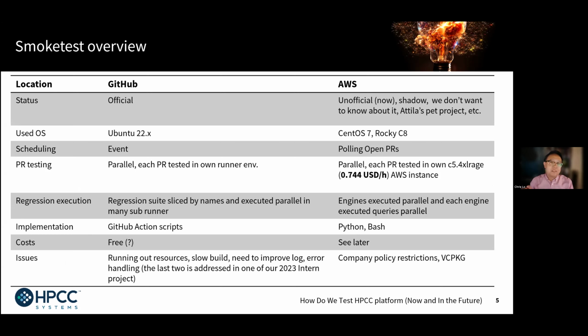Now, let's look at some of the differences between both GitHub and AWS. The first main difference you'll notice is that the GitHub action is our official smoke test. The AWS is kind of a shadow or backup system, and it's still up and running and testing all of our pull requests or changes in our pull requests, but it doesn't actually report any of the results as a comment inside the pull request anymore.